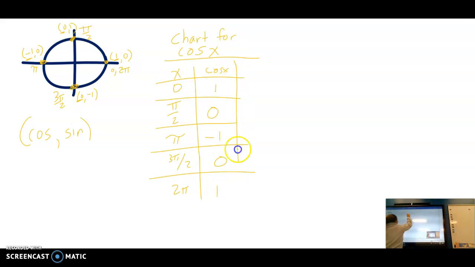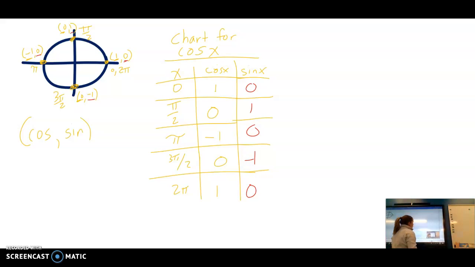Right? And so I can use the same thing to create it for my sine values. So my sine values are going to be the y values. So let's go ahead and take a look at all of the y's. So they are as follows: 0, 1, 0, negative 1, 0. Okay, so those are my 5 y values.